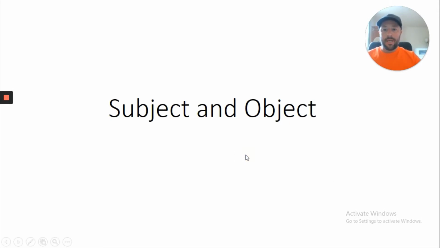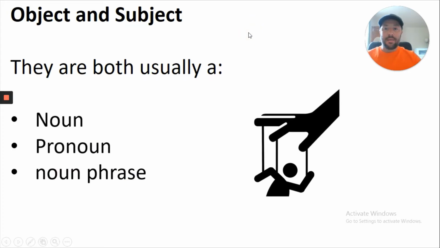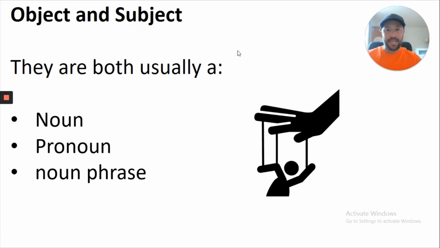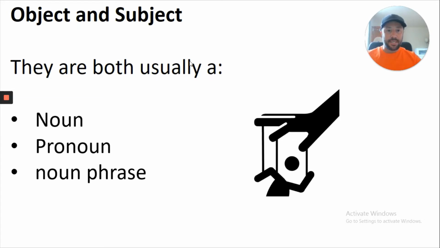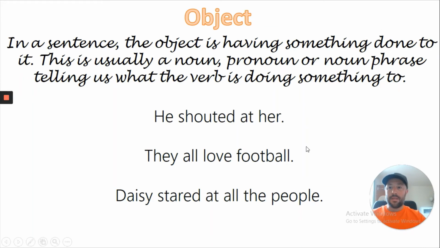All will become clear in a moment, but what we do have is our object and subject, and one thing to remember is that they both usually are a noun, a pronoun, or a noun phrase. So just a slightly expanded noun phrase. Now, what we're going to do today is look at both object and subject and help you identify which one is which in a sentence, and then there'll be a little activity to do and we'll move on. So starting off with the object.